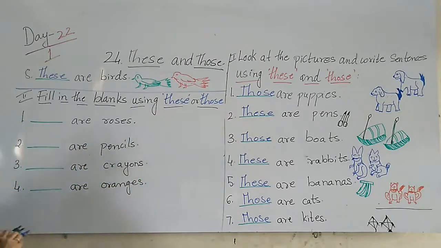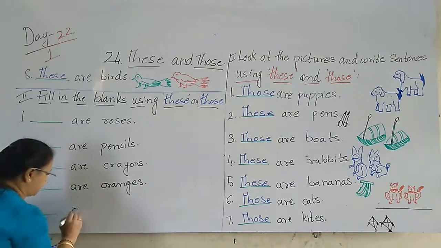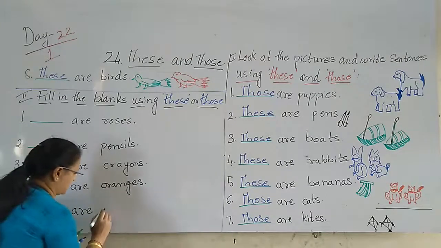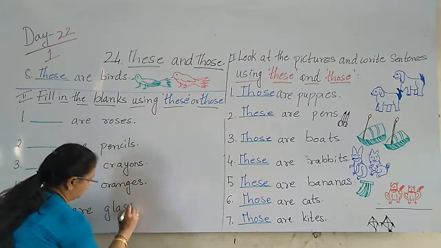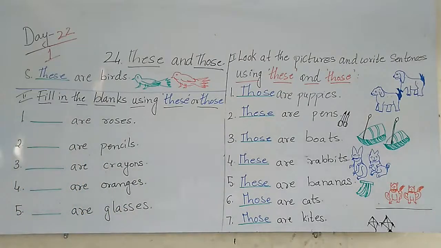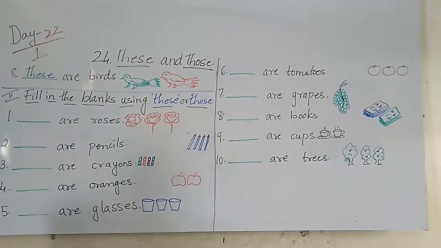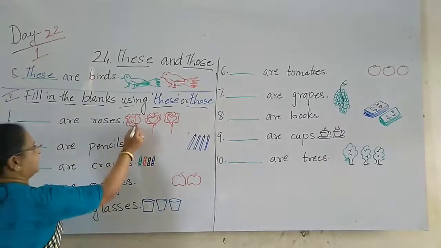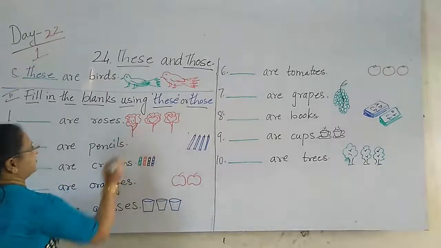Oranges. Dash are glasses. Fifth one, children, dash are glasses. Glasses means they are more than one. Yes. We are going to complete the sentence by using these pictures.